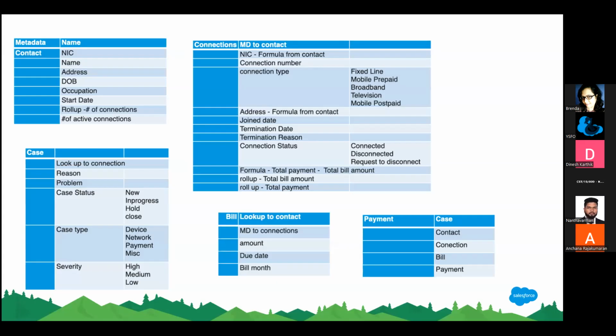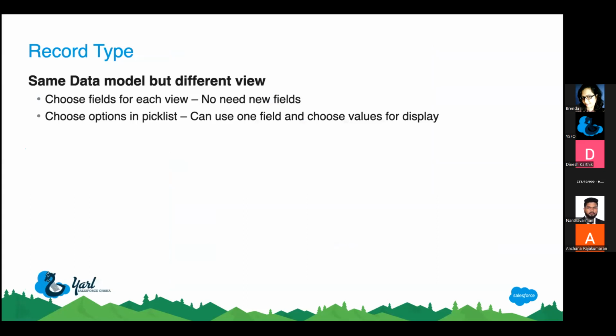Okay, so let's get started. We have already done the object creation, field creation, and relationship creation, right? So the next topic is record type. This is also very important to understand. So what is record type?